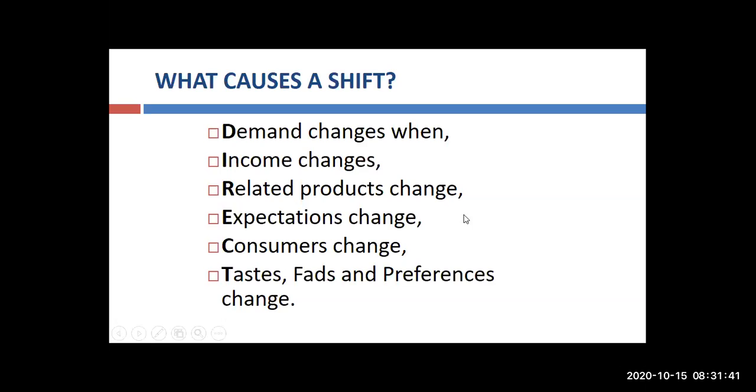You could have related products changing. There are two types of related products: a substitute good and a complement good. A substitute good would be an item that you could put in the place of that particular product. I always think of Coke and Pepsi. You go to the grocery store, and my mom used to do this when I was a kid, she would basically pick whatever soda pop was on sale that week. They were substitute goods. So one gets substituted for the other.